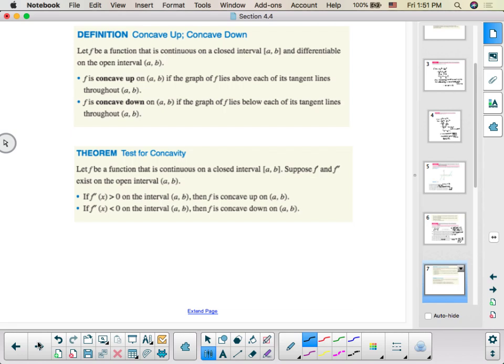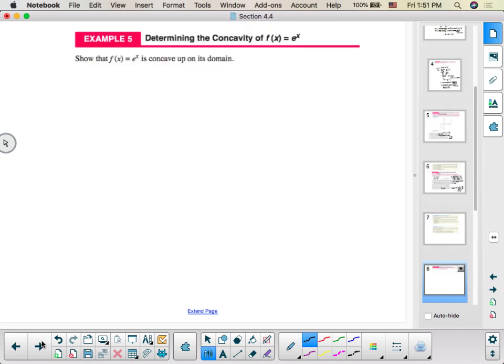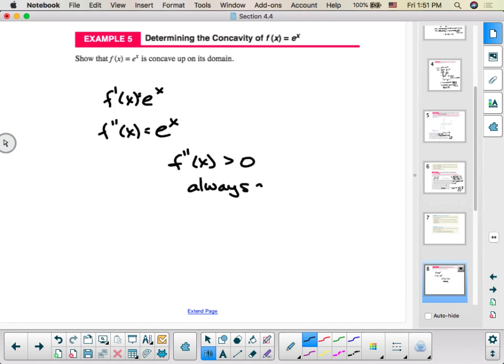For concavity, you take the second derivative. If the second derivative is positive, we have concave up. If the second derivative is negative, we have concave down. So here, when I take the first derivative of e to the x, I get e to the x. Second derivative of e to the x is also e to the x. E to the x is always positive, and therefore always concave up.